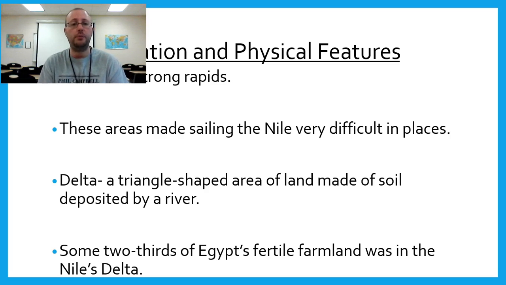Cataracts are strong rapids. These areas made sailing very difficult on the Nile because some areas have such strong rapids that it's hard to sail into.